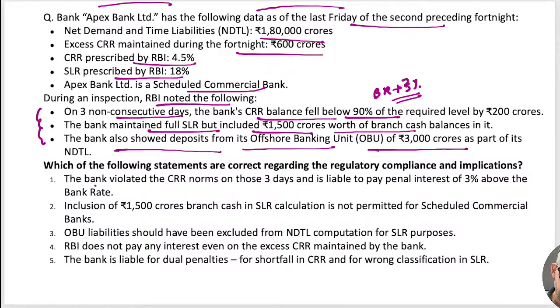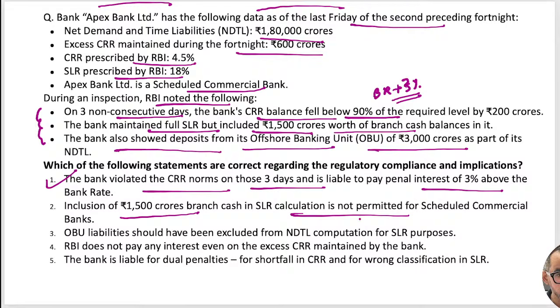So now, the bank violated the CRR norm for 3 days. It is a 3% penal rate over the bank rate. When it comes to the second one, 1,500 crore of branch cash for SLR is not permitted. This is true. The third one is that OBU's liabilities should have been excluded. For SLR it is fine, but for CRR it is not applicable. So this should be statement three.